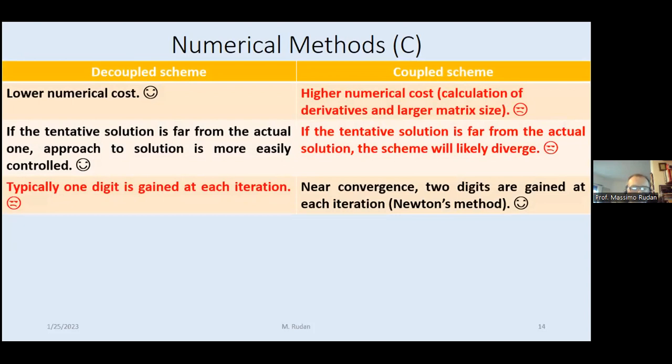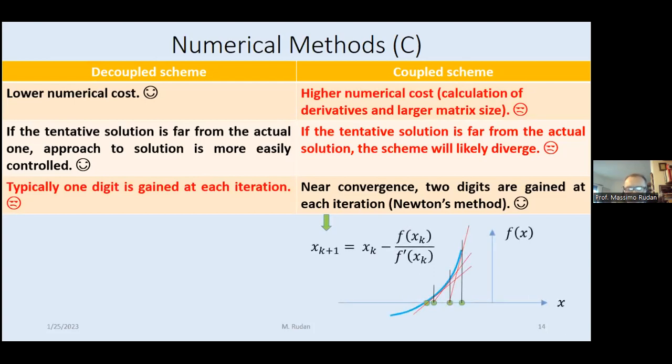The decoupled scheme has a lower numerical cost. And if the tentative solution is far from the actual one, it is easier to drive, so to speak, the solution towards convergence. Instead, an advantage of the coupled scheme is that near convergence, it goes quicker to convergence because it acquires two digits per iteration. This is essentially due to the fact that we calculate the derivatives. So if you remember the Newton method for solving a numerical equation, you find that you need the calculation of the function and of the derivative, so you gain two digits because you make two calculations, essentially.